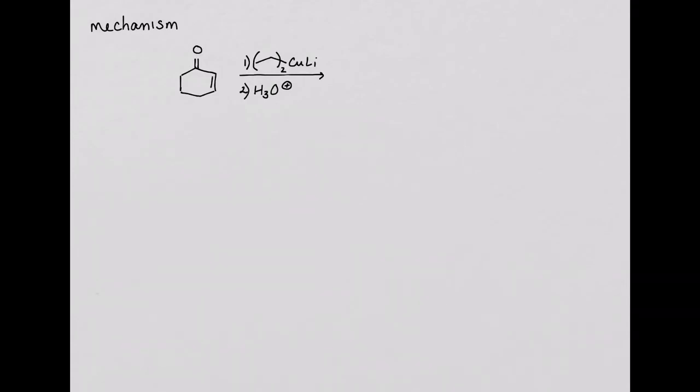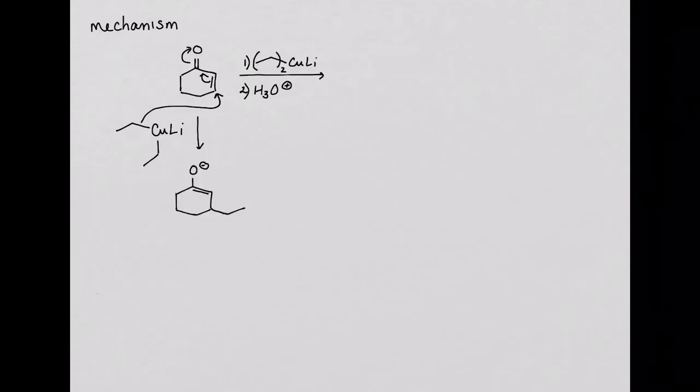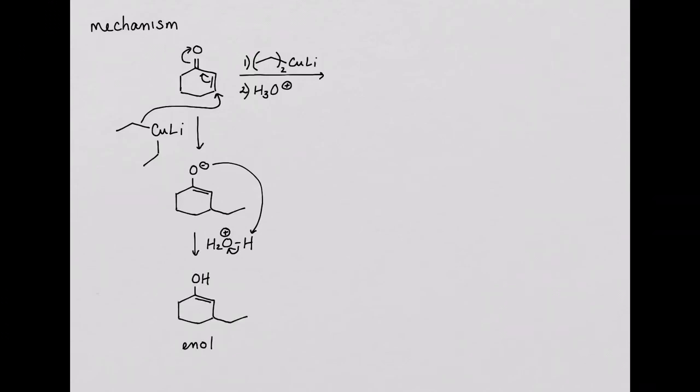In the first step of the mechanism, the Gilman reagent attacks the alpha-beta unsaturated ketone, forming the enolate. Following the addition of acid, the enolate is protonated to form the enol. The enol then undergoes tautomerization to the keto form.